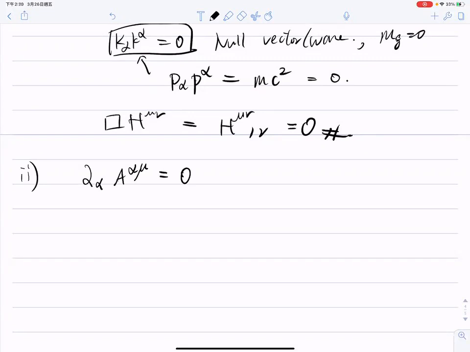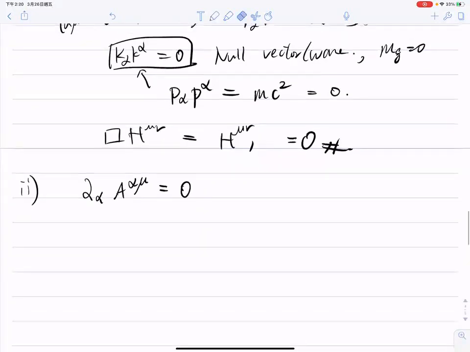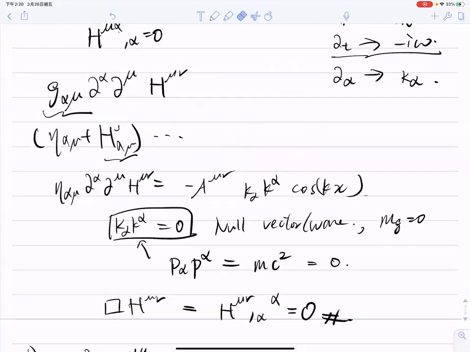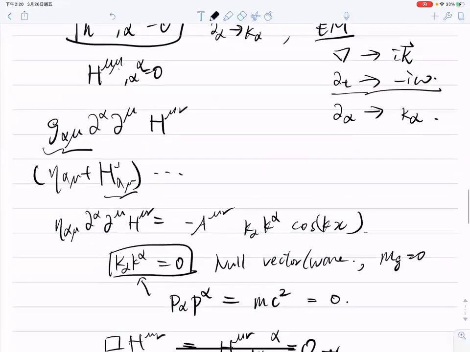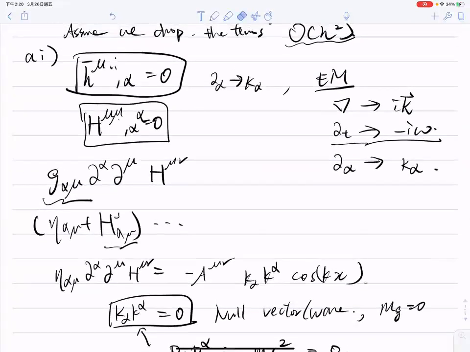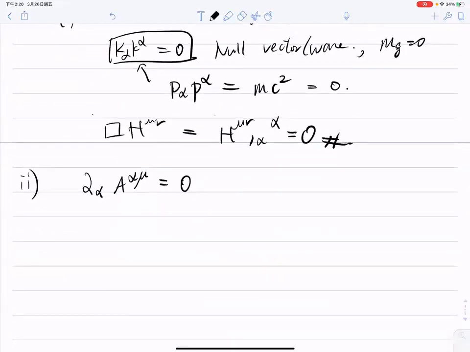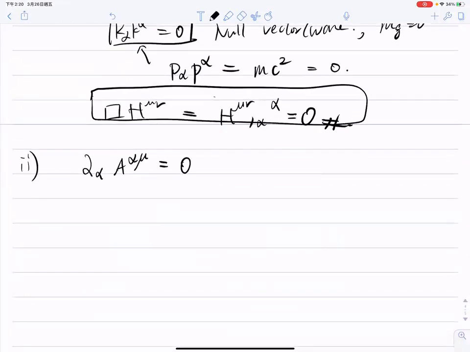Oh, sorry, I made a typo. Here is the alpha, X mu nu alpha. Yeah, this is the weak field equation. Sorry about that. Sometimes I mess up the weak field equation and the Lorentz gauge. And then here is the Lorentz gauge.